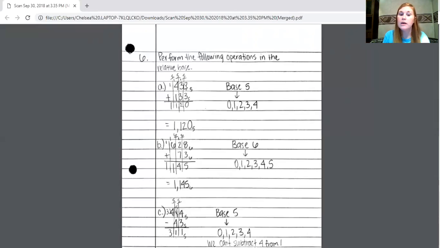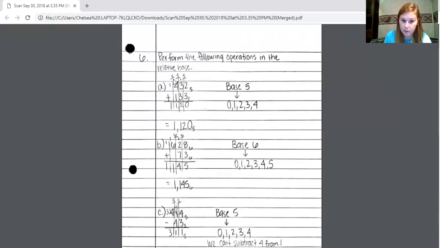So what we'll do is we're going to ask ourselves, how many times will 5 come out of 5? It'll only come out once with no leftovers. So you'll put your 1 here on top, just like you would normally carry over your 1. And then your 0 would go here for how many you have left over. Same thing as you move through the problem. 3 plus 3 plus the 1 we carried over is going to be 7. 5 will come out of 7 one time with 2 left over.